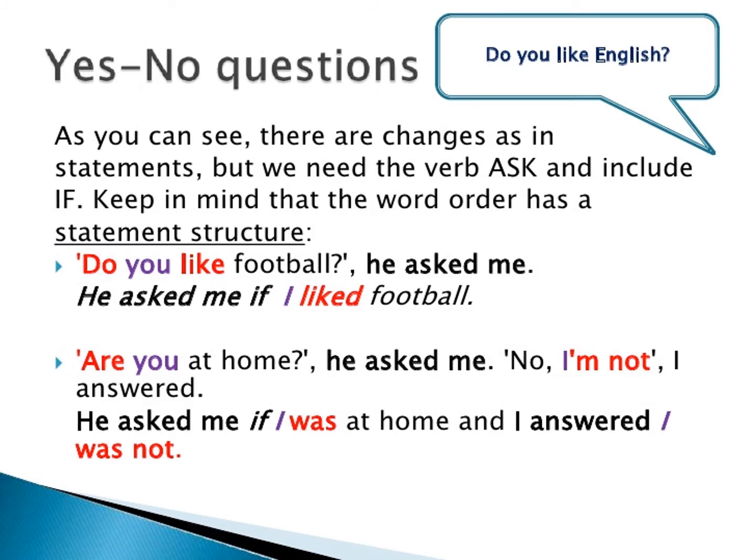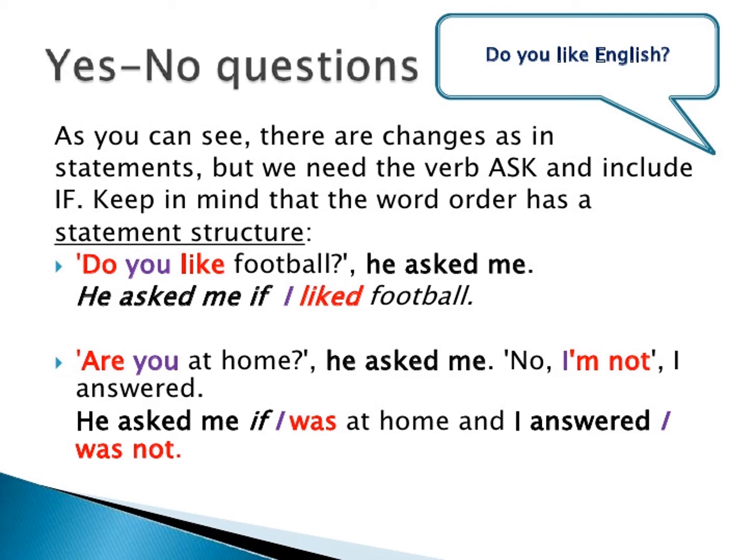Okay, type 1, yes/no questions. As you can see, there are changes as in statements, but we need the verb ask and to include if. Keep in mind that the word order has a statement structure. How can we say this? When we make a question in normal statements, we start with the verb, then the subject, then the complement. But when we report it, it becomes a statement. We switch the verb with the subject.